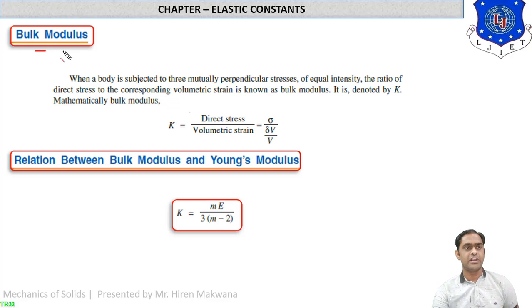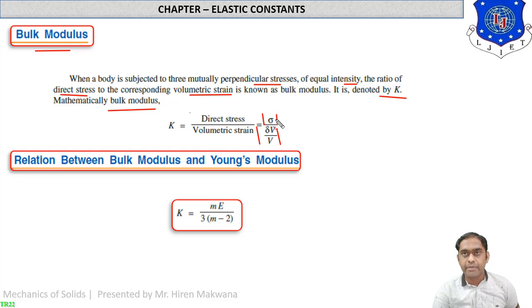Let us see the definition of bulk modulus. When a body is subjected to three mutually perpendicular stresses, meaning x, y and z direction, of equal intensity, meaning all the stresses are equal, the ratio of direct stress, sigma, to the corresponding volumetric strain, so volumetric strain means delta V by V, is known as bulk modulus, which is denoted by capital K. Mathematically, the bulk modulus is sigma upon delta V by V, meaning direct stress upon volumetric strain.